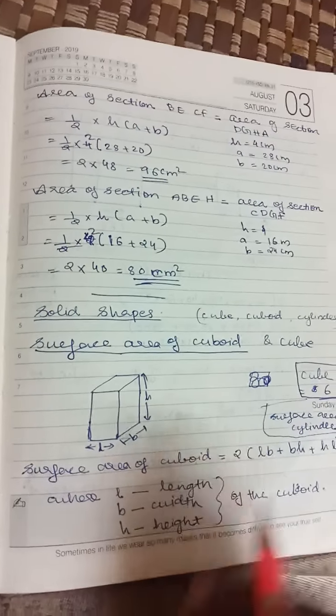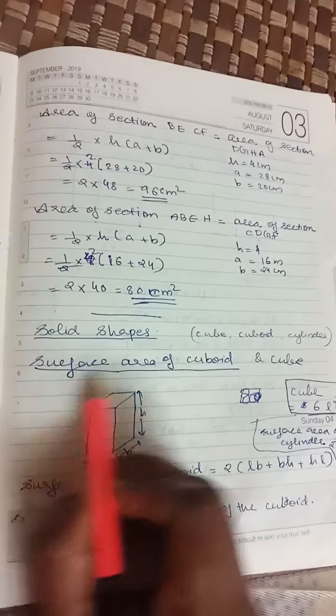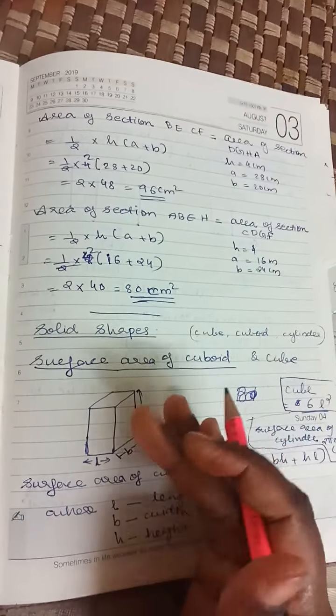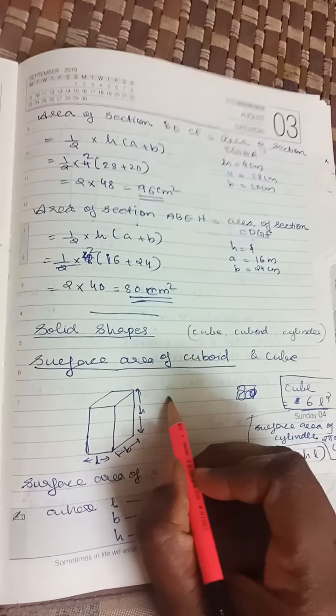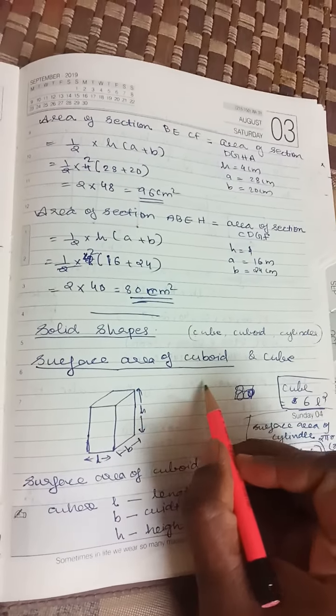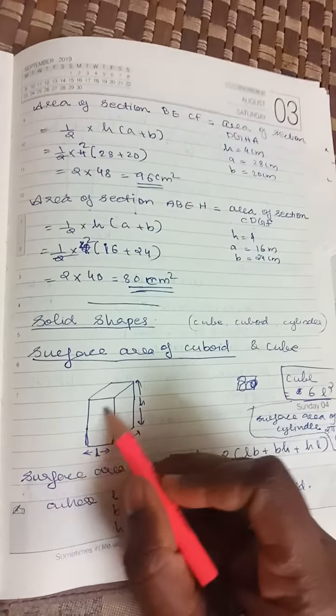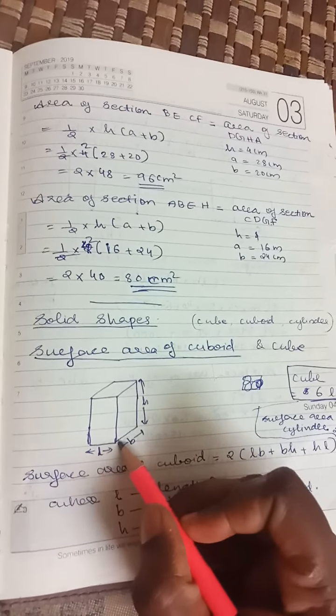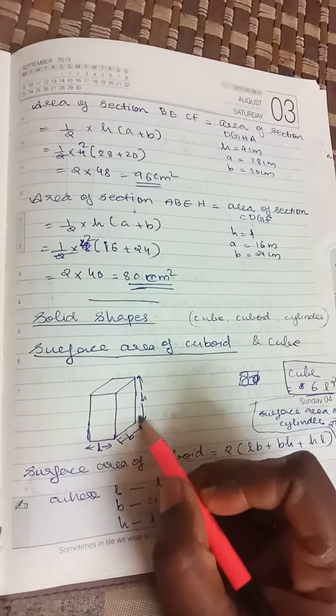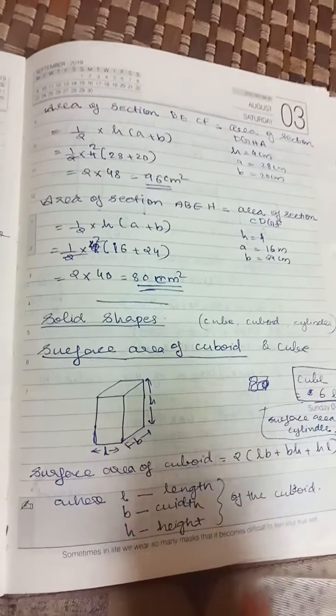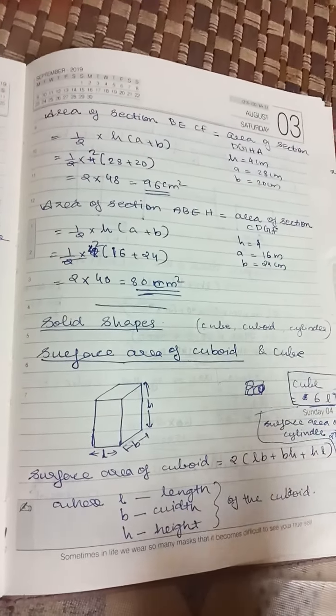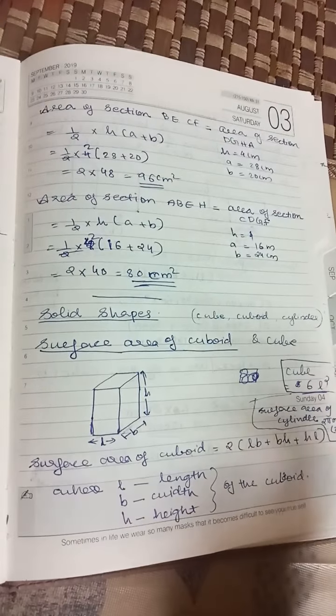So, in this exercise, you are going to learn about the surface area of a cuboid. Cuboid, you know that it has length, breadth, and height also. This is the shape of a cuboid. This is length, this side is breadth, and this is the height of the cuboid. So if we have the length, breadth, and height of the cuboid, we can find out the surface area.